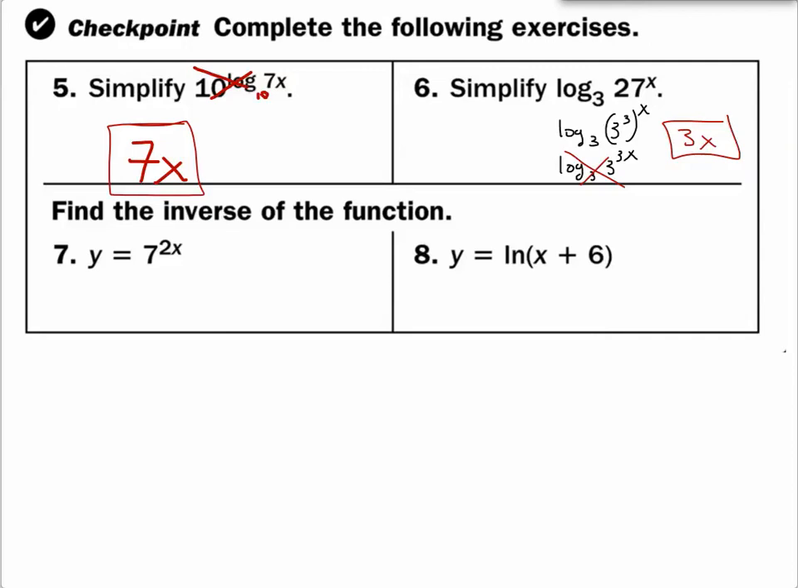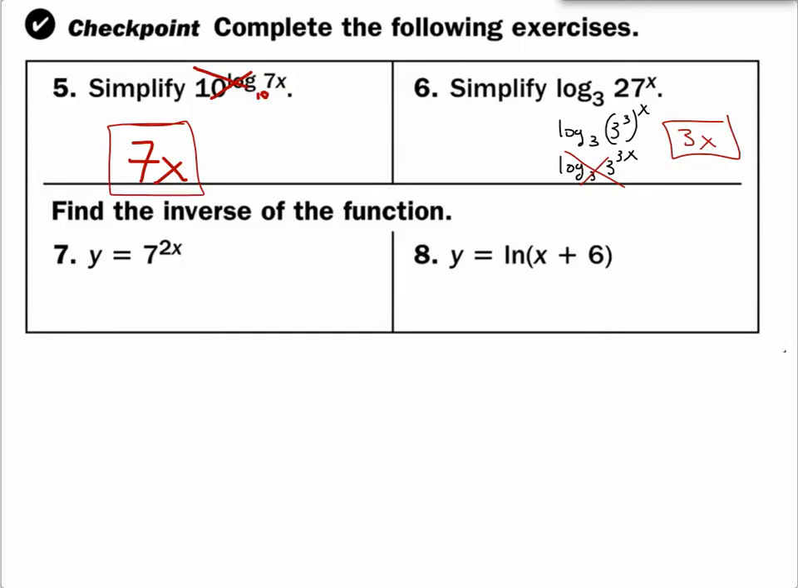For number 6, it's a little harder. You've got to change that 27 into a power of 3. And 27 is 3 to the third power. And so you can go ahead and change that into 3 to the third to the x. Use the power property. That's 3 to the 3x. Boom, your answer is 3x.